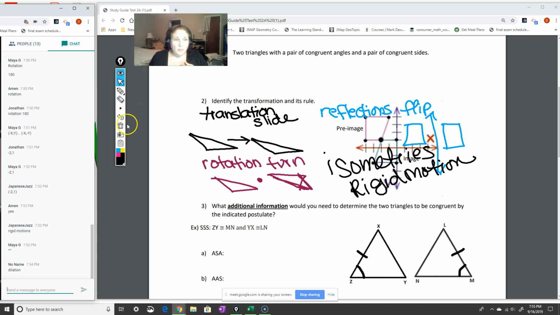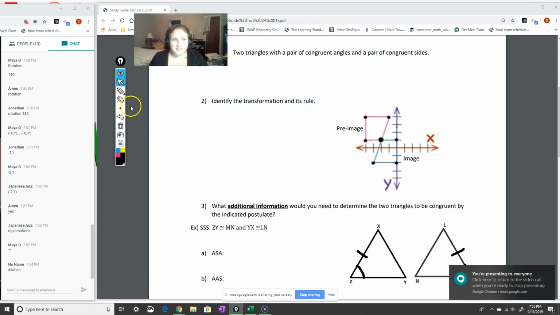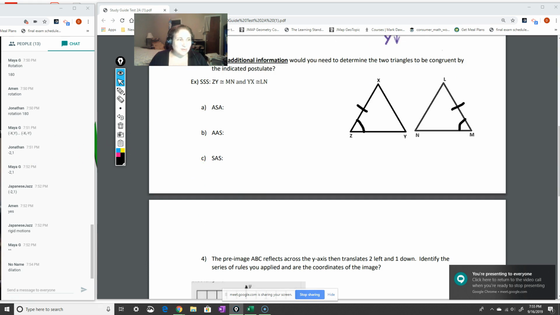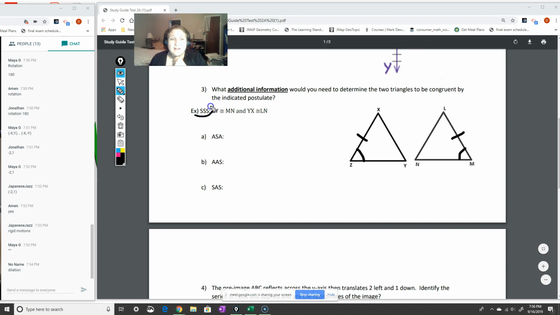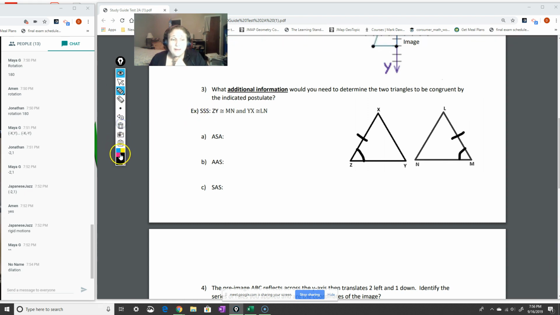Okay, moving on. Let's look at the next one. This goes back to that first question about what additional information you need to know. This is actually combining two AKS. It's testing, do you know side-angle-side, side-side-side, side-side-angle, angle-side-angle, angle-angle-side, hypotenuse-leg. That's AKS 10. It's also testing, do you know the corresponding parts? In this example, they said side-side-side. If you had side-side-side, what other piece of information would you need?